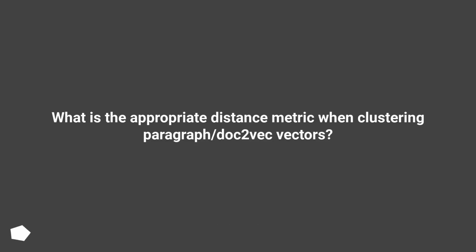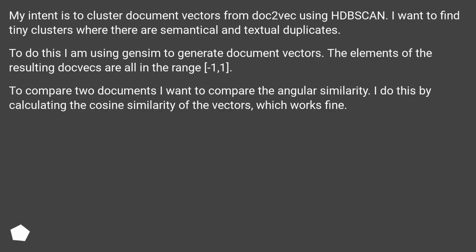What is the appropriate distance metric when clustering paragraph/doc2vec vectors? My intent is to cluster document vectors from doc2vec using hdbscan. I want to find tiny clusters where there are semantical and textual duplicates. To do this, I am using gensim to generate document vectors.